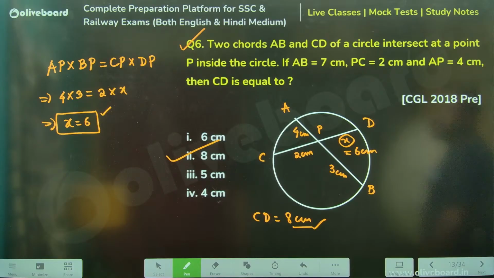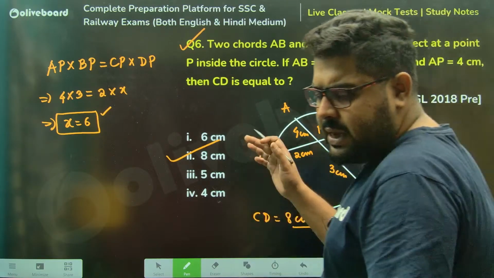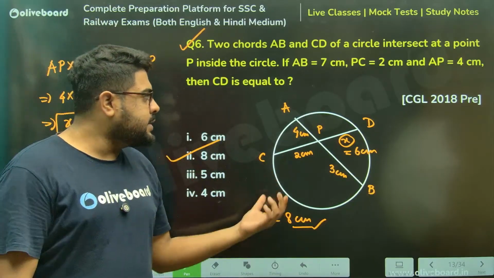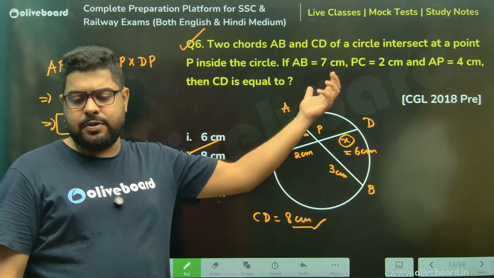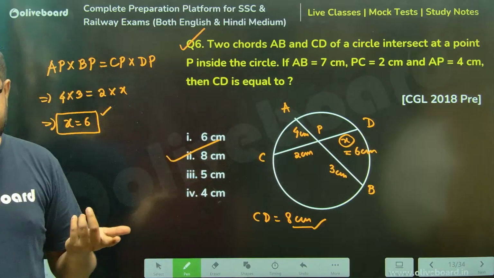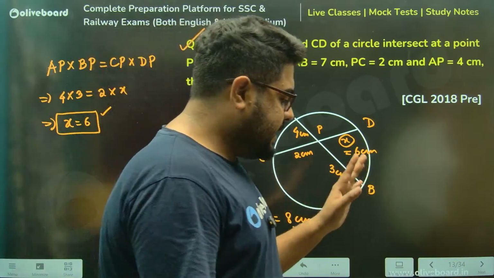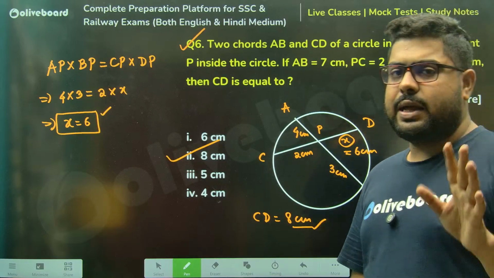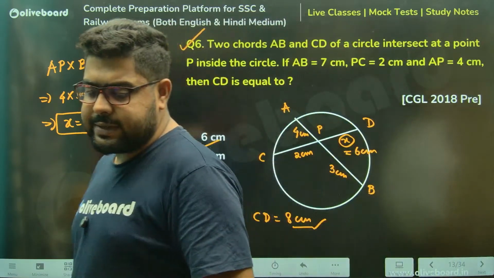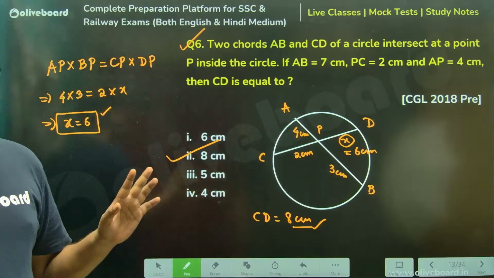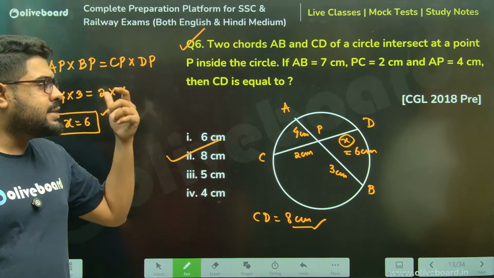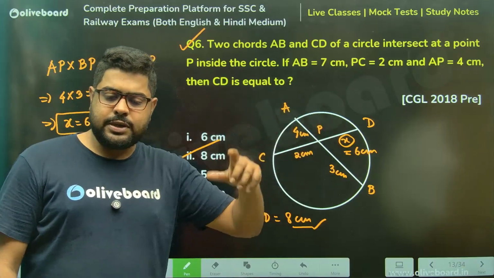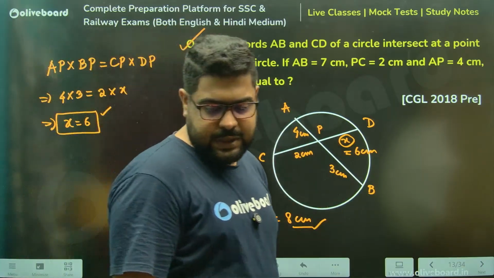Is this clear, everyone? Again, questions based on simple properties. You know the properties, you can identify which property to use, just apply that, you will get your answer. That's all there is. CGL geometry is not very difficult, they won't ask you alien level questions. Very basic questions they ask. All you need to do is understand the property, remember it, and understand which property to use in which question. Clear?